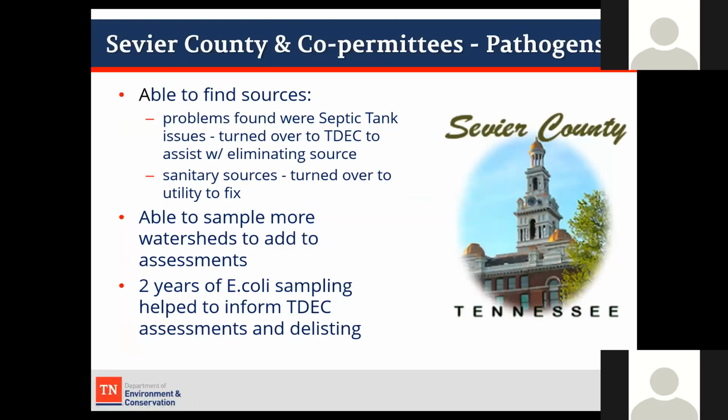So Sevier County, they were able to focus on pathogens during this last permit cycle and found problems that were due to septic tank issues, which they turned over to TDEC, and other sewer issues that they turned over to the local utilities. I understand that with all of the work that they did, after 2 years of the E. coli sampling and the fixes that occurred during that time frame, they gave us at TDEC information that allowed us to delist some stream segments.